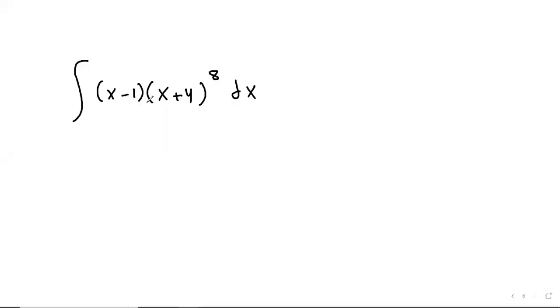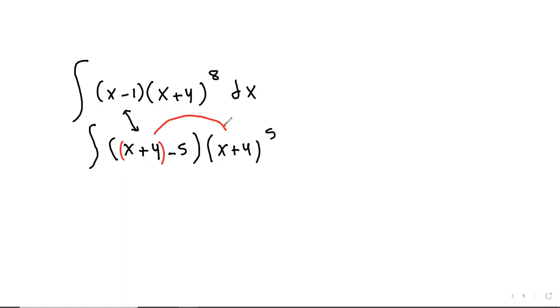Here's the integration of x minus 1 multiplied by (x plus 4) to the power of 5. We can write x minus 1 as x plus 4 minus 5. Do you know why? Because x plus 4 minus 5 is x minus 1. It's the same. Multiplied by (x plus 4) to the power of 5. Now, we will multiply x plus 4 by (x plus 4) to the power of 5, and then minus 5 multiplied by (x plus 4) to the power of 5.